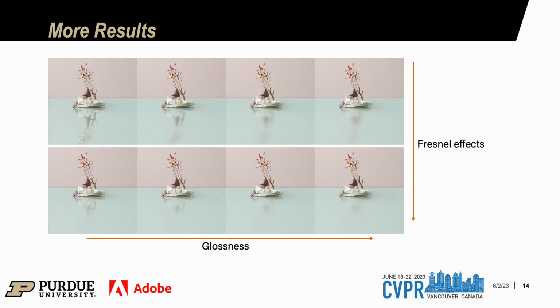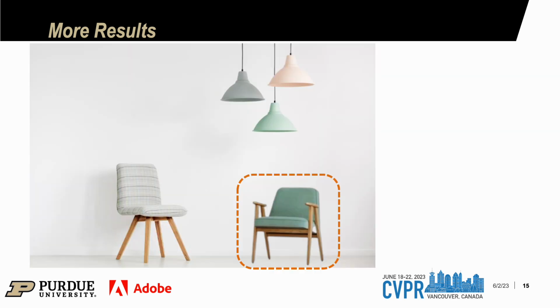Here are more results. Based on our pixel height and 3D mapping formula, we can provide low-level detailed reflection control by changing surface materials, like the glossiness and Fresnel coefficients. Here is one more real-world example. Our PixHt-Lab can cast realistic soft shadows on the wall and realistic reflection on the ground.